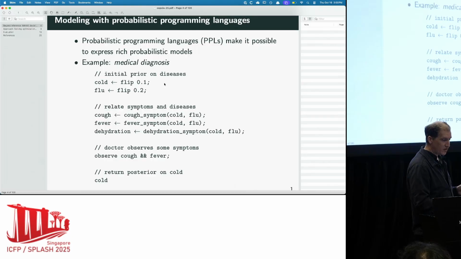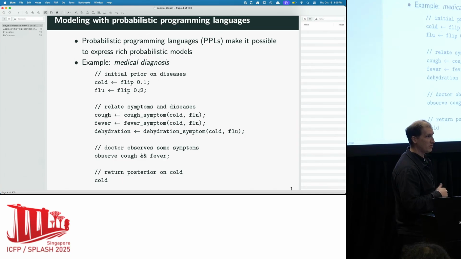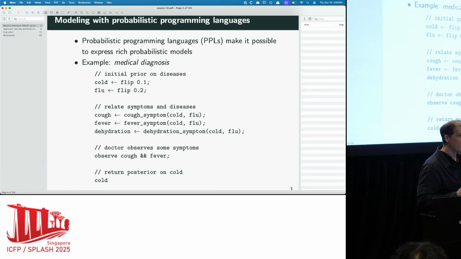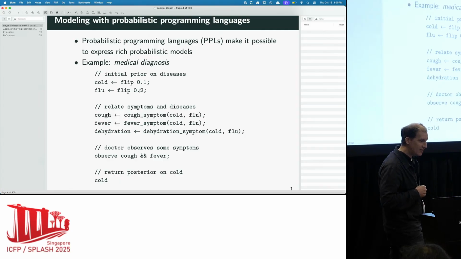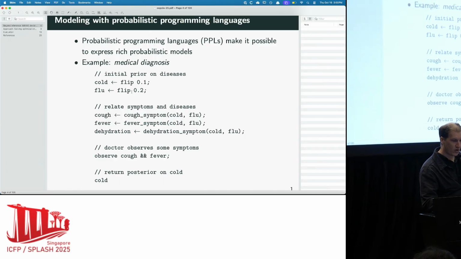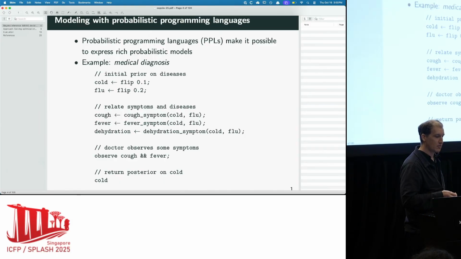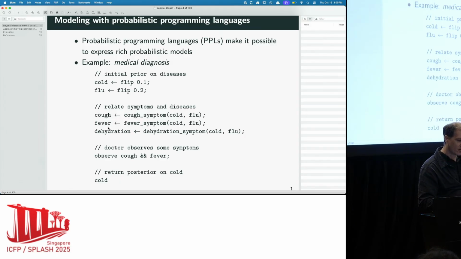So in medical diagnosis, you're a doctor, you want to diagnose a symptom with some diseases. So what you would do is you would say, okay, I think an average person in the world has a cold with 10% probability and a flu with 20% probability, and I would say that by having coin flips in my programs. And then I'm going to relate the symptoms and the diseases. So I'll say I have a cough according to some maybe complicated function that relates those diseases to the symptom cough, and similarly for fever and dehydration.